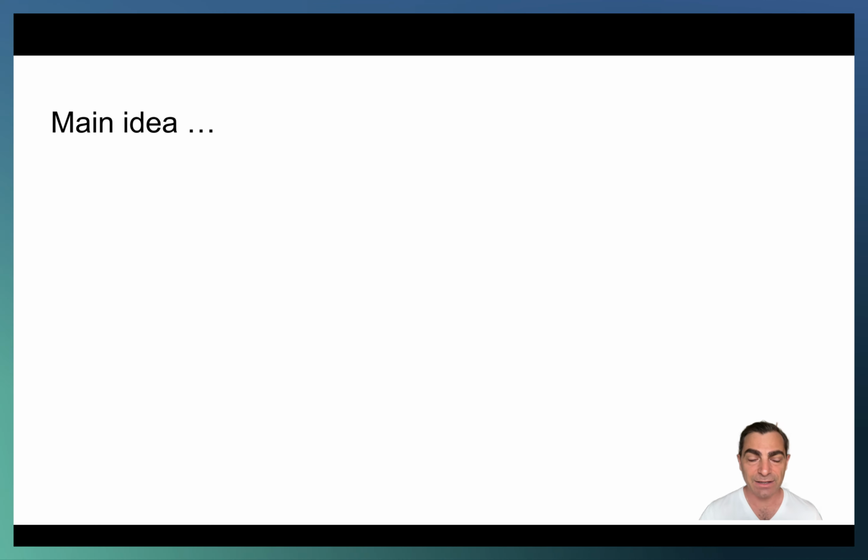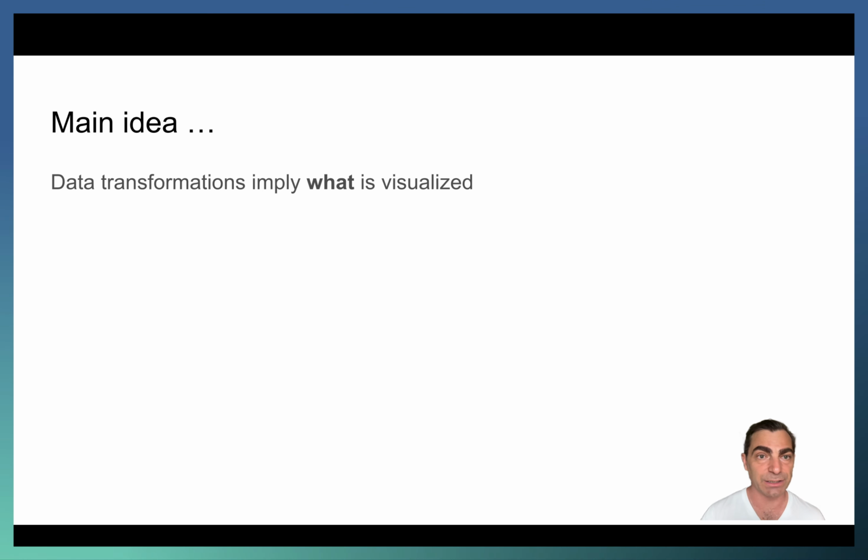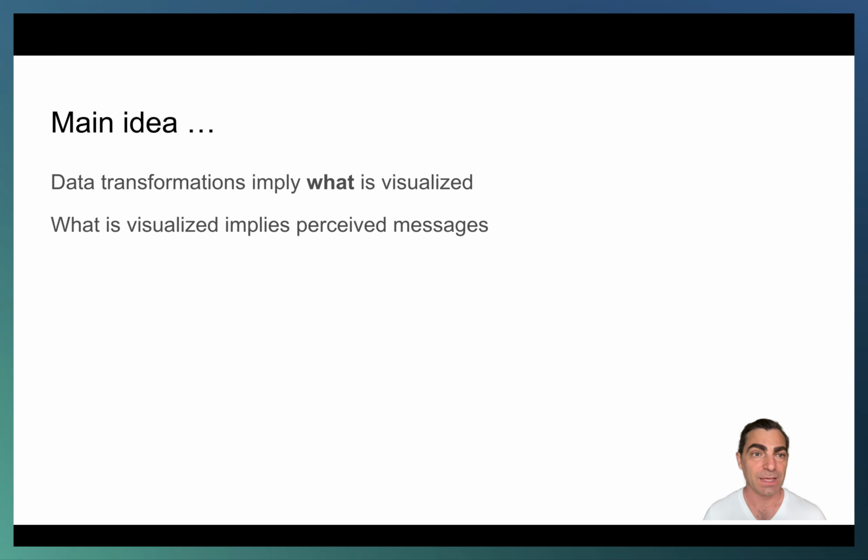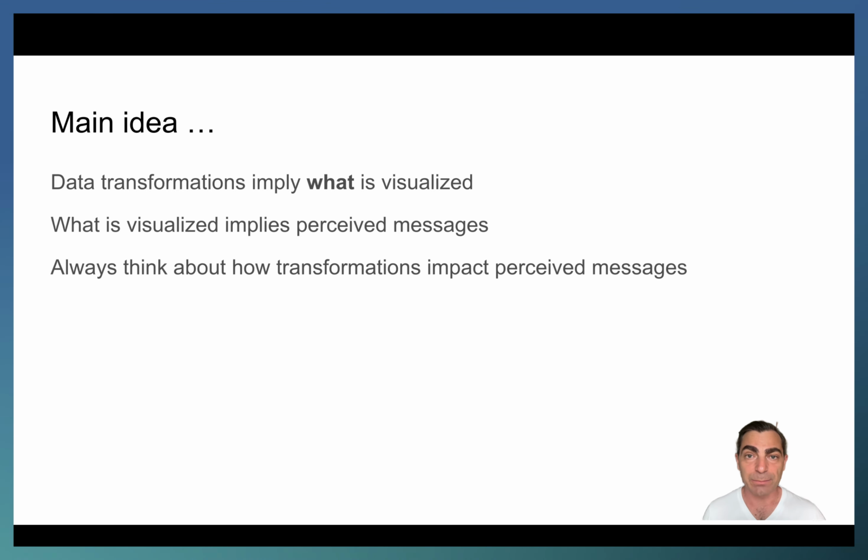So the main idea of this whole module is the following. The data transformations imply what is visualized as opposed to how something is visualized. And then what is visualized implies what are the perceived messages. Because of that, deciding what to visualize is really important. And this means that you always have to think about how data transformations can impact the perceived messages, and also how they can potentially mislead.